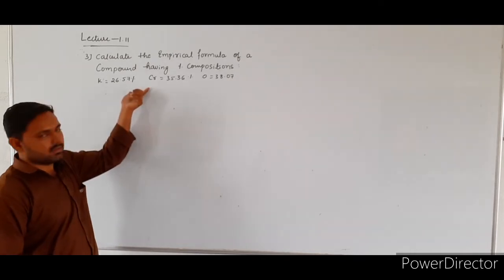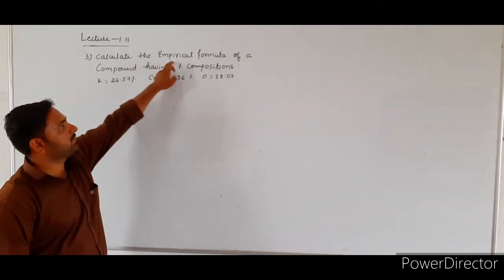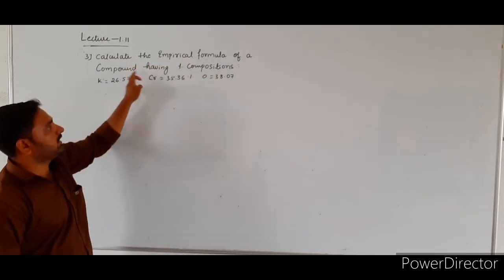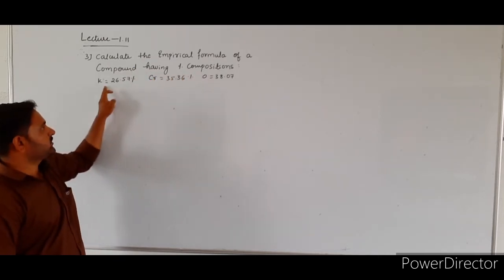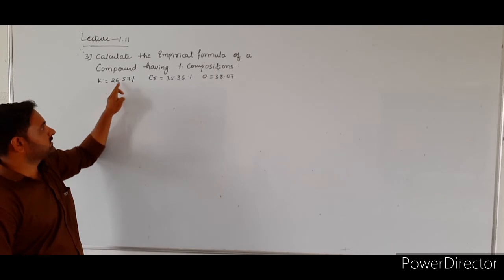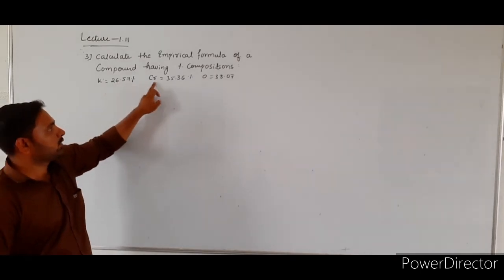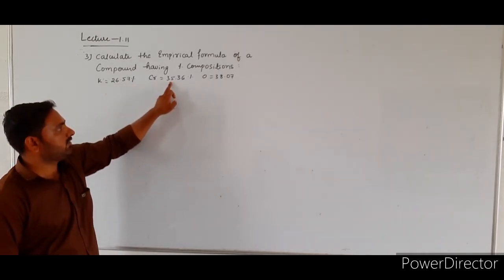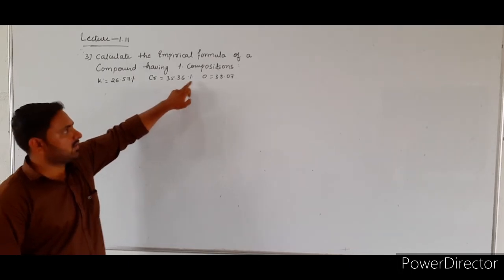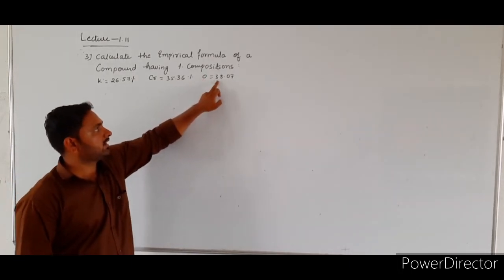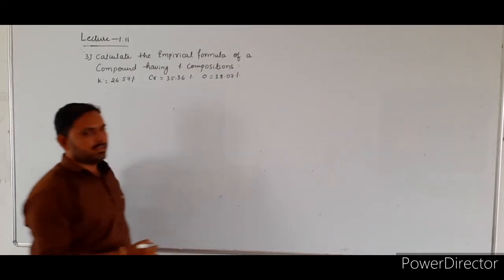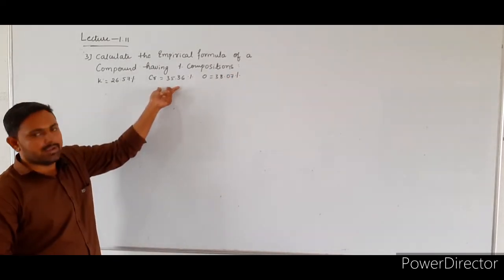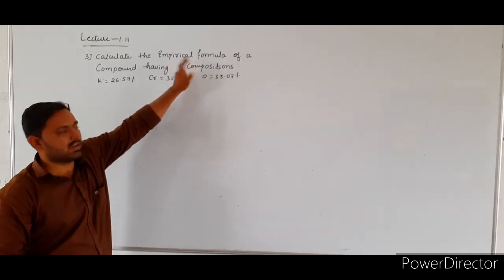Next, the third one. Calculate the empirical formula of a compound having the following percentage compositions: potassium 26.57, chromium 35.36, and oxygen 38.07%. By using the given data, we have to find out the empirical formula.